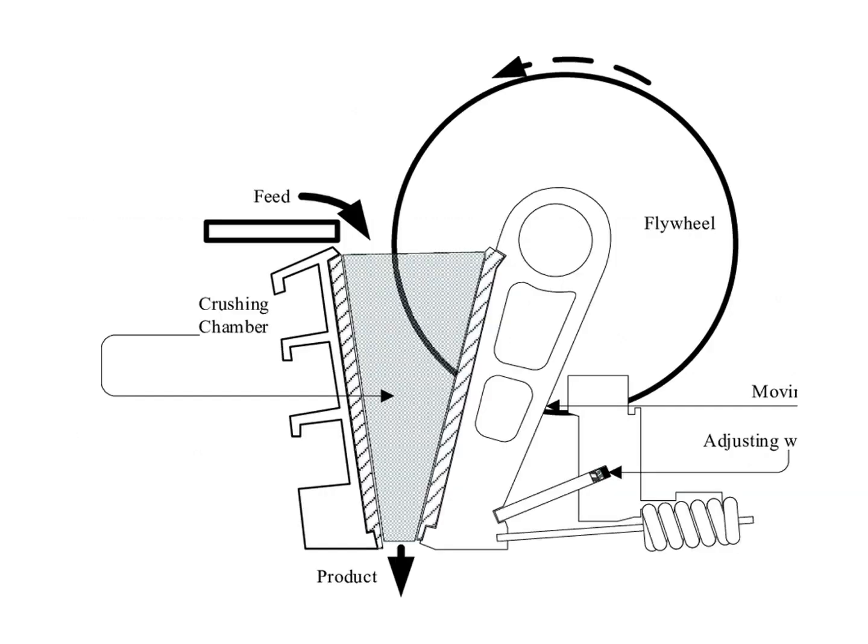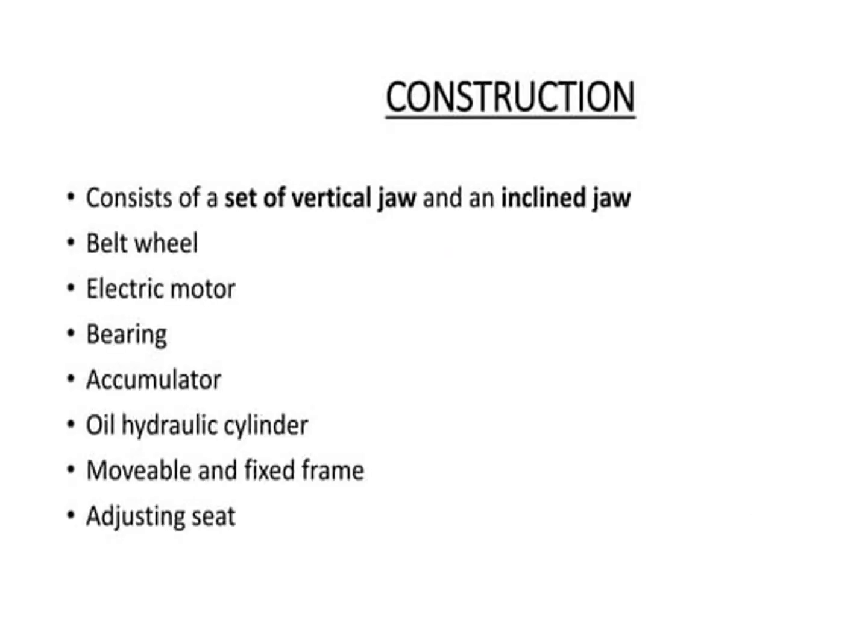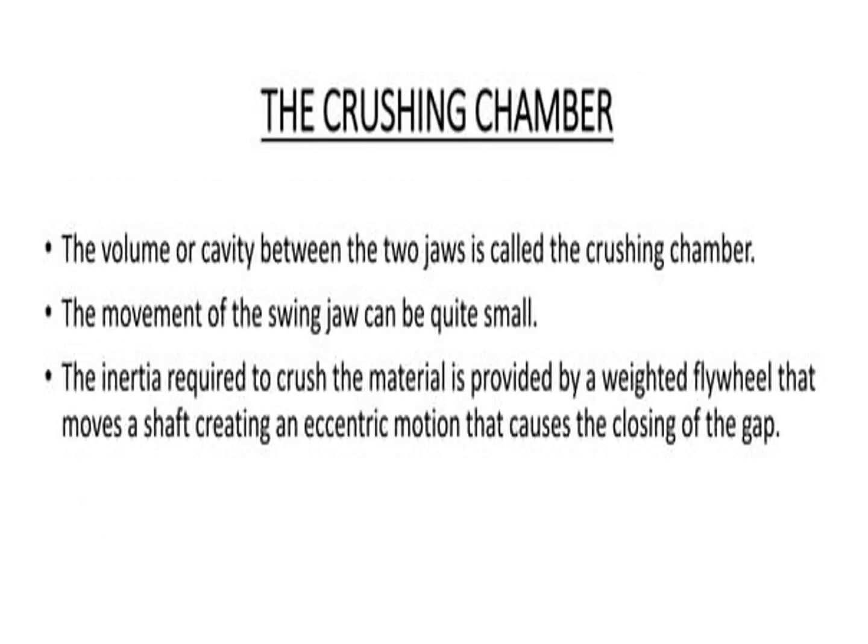This is the diagram of a jaw crusher, where we have one crushing chamber, which is useful for the product and feed, and a flywheel, a moving jaw and adjusting seat. The construction consists of a vertical jaw and inclined jaw, belt wheel, electrical motor, bearing, accumulator, oil hydraulic cylinder, movable and fixed frame, and adjusting seat. The crushing chamber forms a volume or cavity between the two jaws, and the movement of the swing jaw can be quite small.